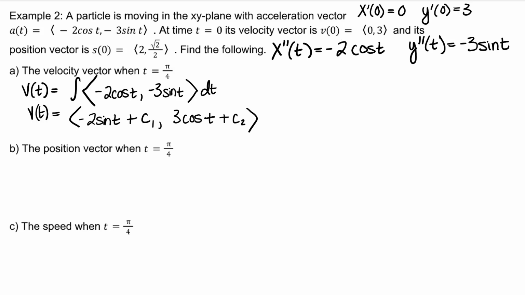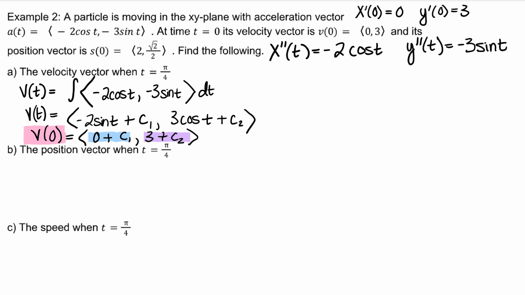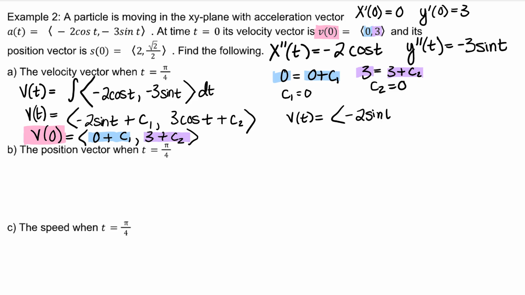So first evaluate the velocity vector at t equals 0. We have v of 0 in terms of our first and our second constants, but I know v of 0 is 0, 3. And now I can solve for C1 and C2. C1 is 0, C2 is also 0. That makes our velocity vector -2 sine t, 3 cosine t.